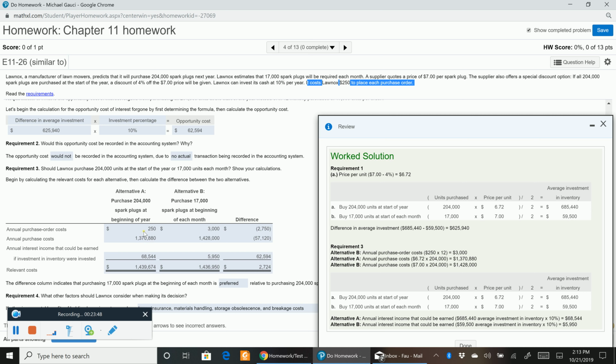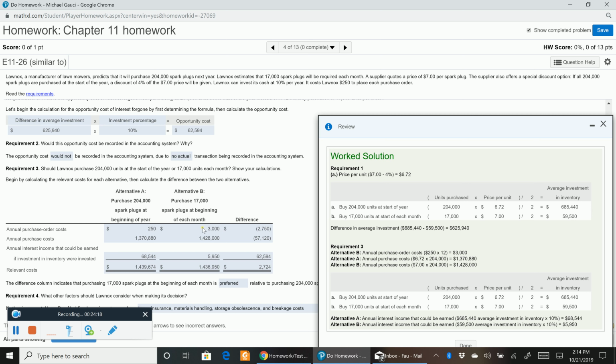And what are the annual purchase costs? Well, let's take a look at it. We have $6.72, which is the dollar amount per spark plug if we bought all 204,000 up front. So if we take 6.72 times 204,000, we'll get 1,370,880.